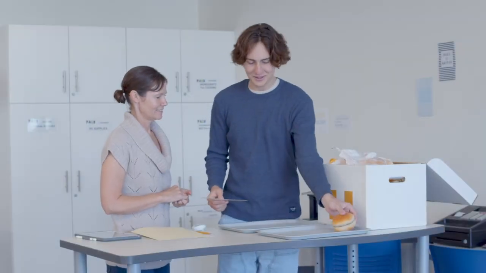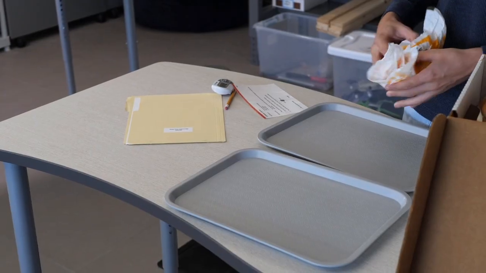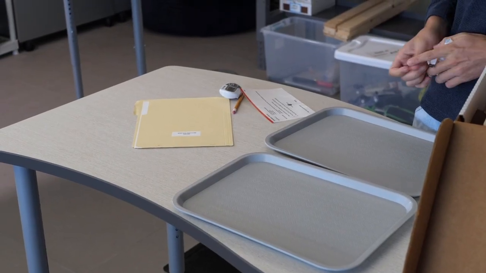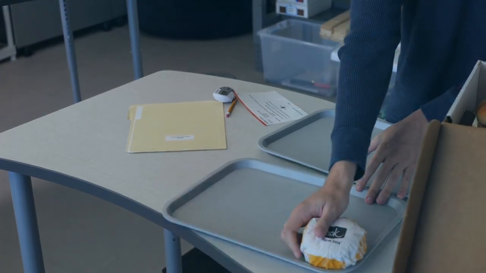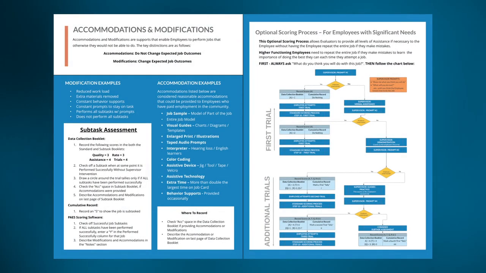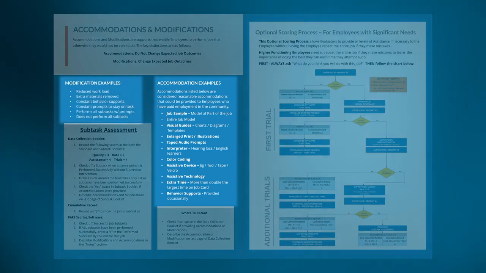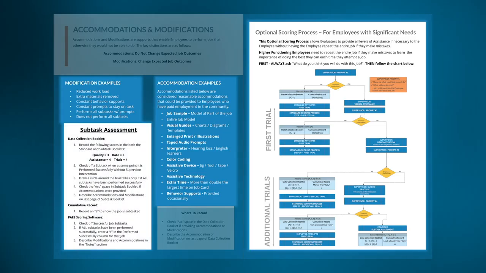In this case, the employee is doing a subtask assessment for job FS1. They have correctly wrapped the burger, but struggle to repeat the process accurately. The subtask assessment booklet would be filled out accordingly. These are the pages of the scoring guide that pertain to assessing employees with significant needs. Employees with significant needs will often use more than one of these 4 tools: accommodations, modifications, the optional scoring process, and subtask assessments, each of which can be used in conjunction with each other.